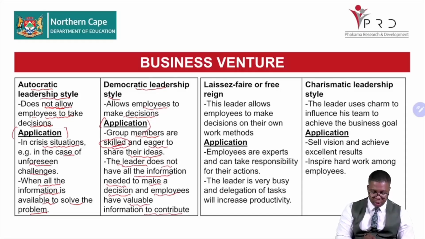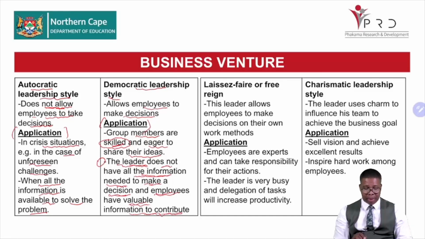So with regard to the second point, it says when the leader does not have all the information needed to make a decision, and employees have valuable information to contribute, they become part of the decision making. It means the employees must be skilled and have knowledge to be part of the decision making. Hence, a democratic leader should ensure that employees are skilled and eager to share their ideas before they can be part of the decision making.